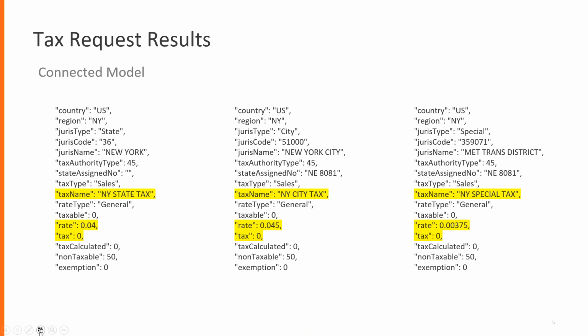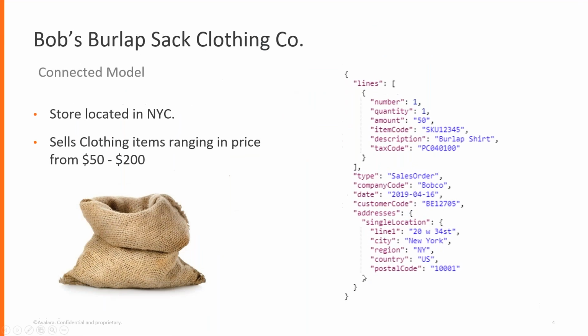So if we actually come back here to our previous slide, this is where, let me get my highlighter. This is where the tax code comes into play. So within the state of New York, there are special taxability rules around clothing. Clothing is only taxable if the item is over $110. So because our item was $50, we didn't get a tax calculation back.